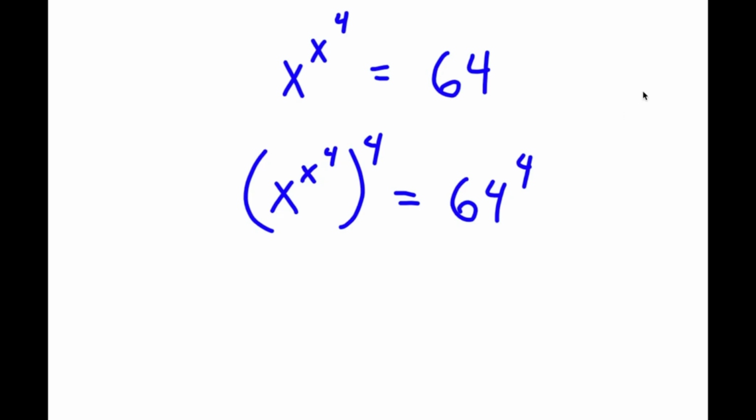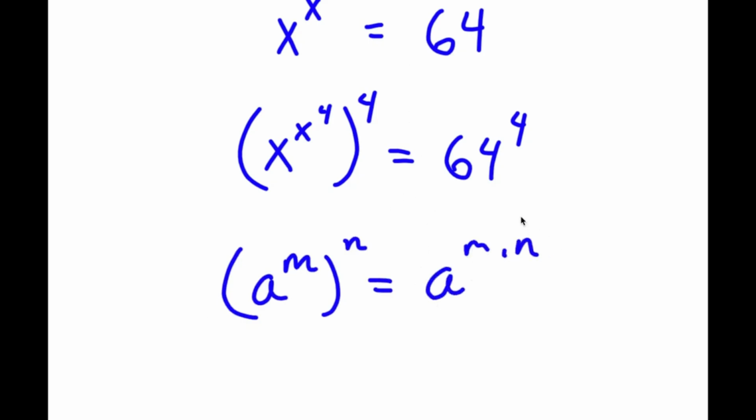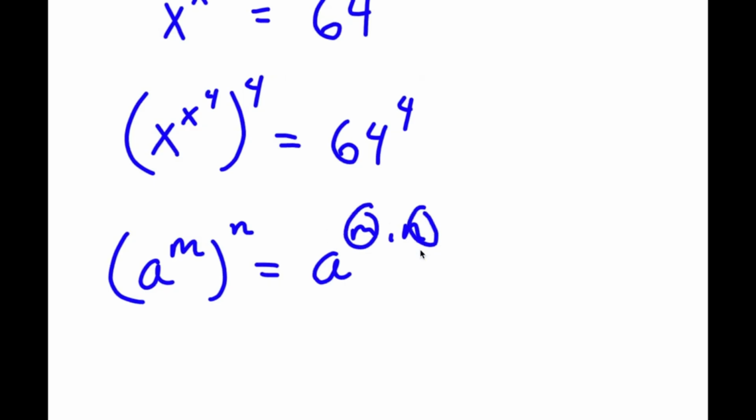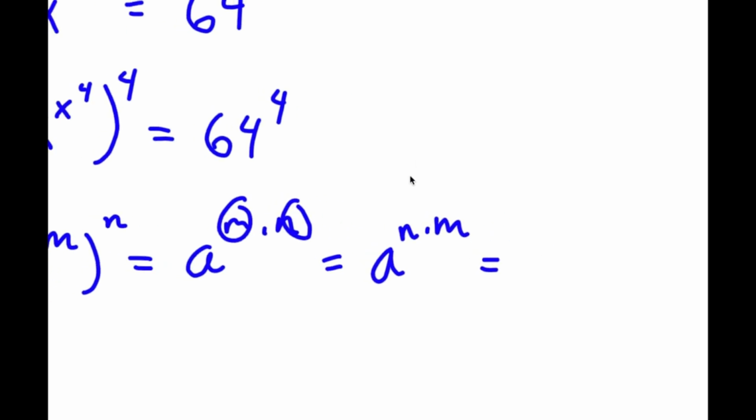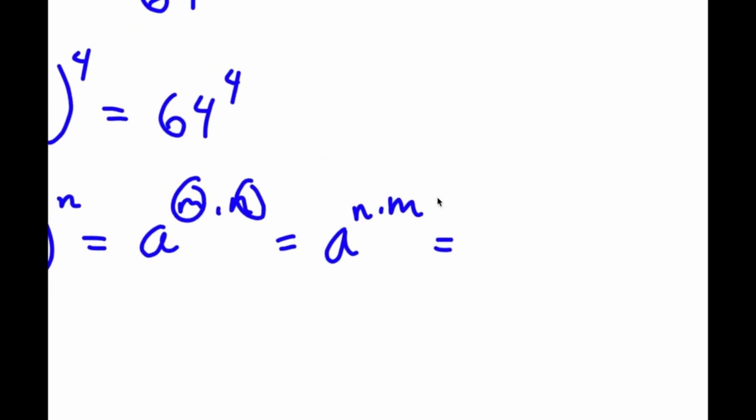Now, if I have something in the form a to the power of m to the power of n, this is simply equal to a to the power of m times n. And m and n, you can actually switch the places of these two. So this is the same thing as a to the power of n times m. Now, if I can write something in the form a to the power of m times n as a to the power of m to the power of n, this means that I can write a to the power of n times m as a to the power of n to the power of m.